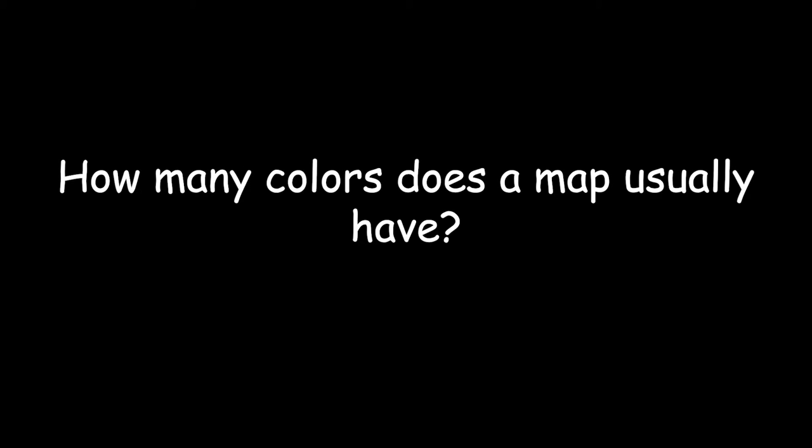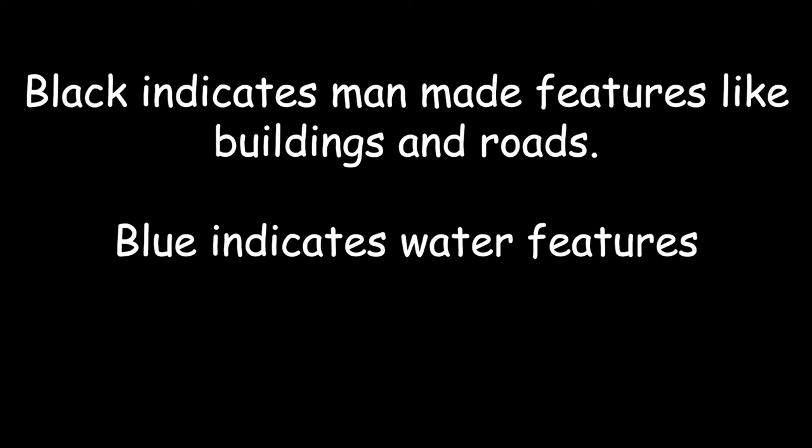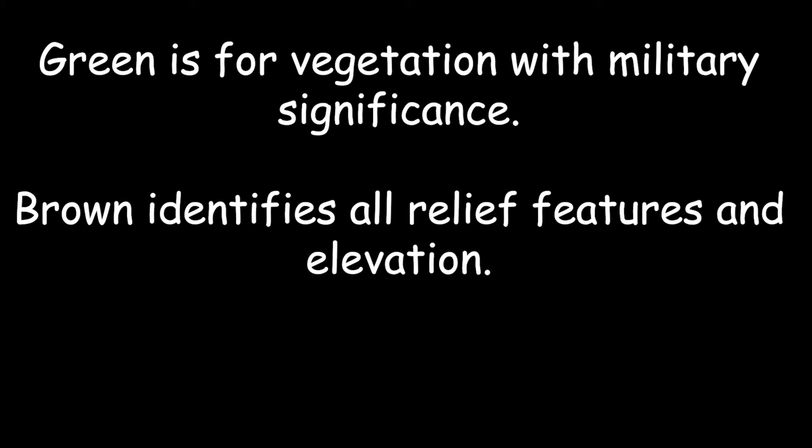How many colors does a map usually have? 5. What are the colors of a map? Black, blue, green, brown, and red. What do the colors of the map stand for? Black indicates man-made features like buildings and roads. Blue indicates water features. Green is for vegetation with military significance. Brown identifies all relief features and elevation. Red is used for cultural features such as populated areas, main roads, and older maps to indicate boundaries.